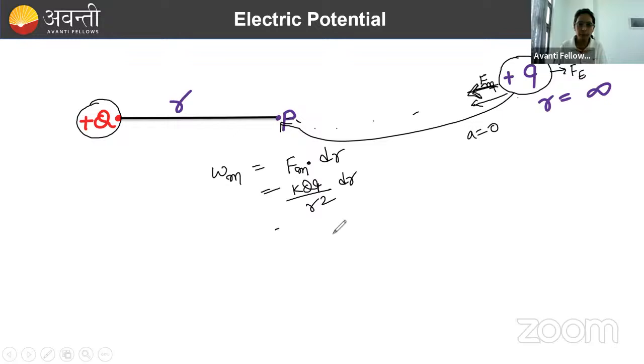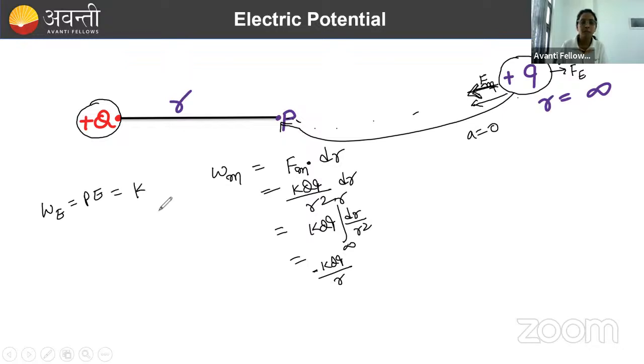So cos zero I have taken as 1 already. So here, Kq dr by r square, if you're going to solve it, let's put the limit from infinity to r. So you are going to get something like this. So work done by me is this. Exactly opposite work will get done by the electric field. So work done by the electric field will get stored as electric potential energy, and that will be equal to Kq by r.